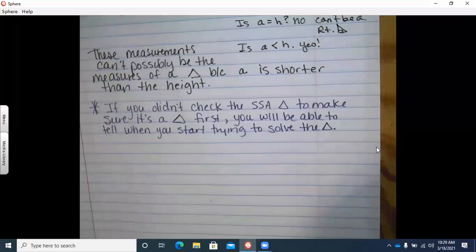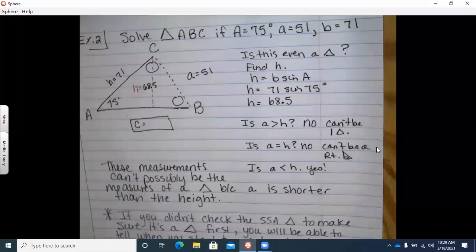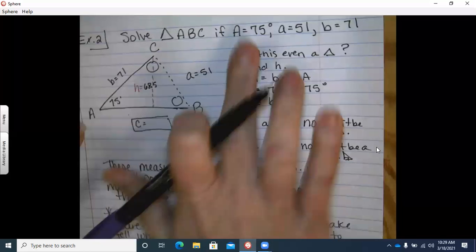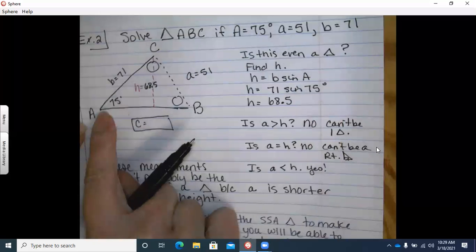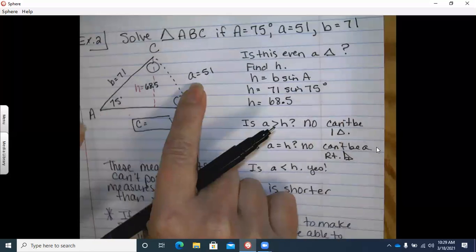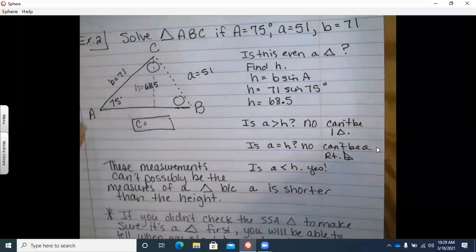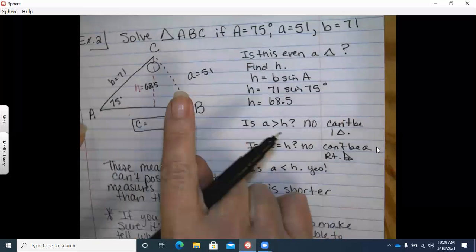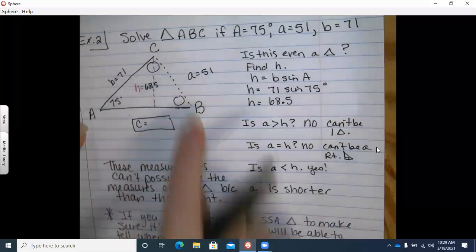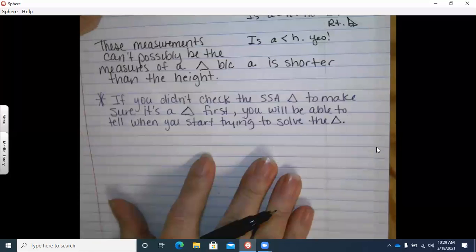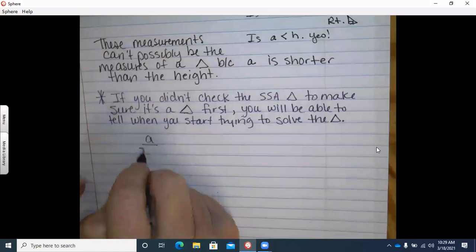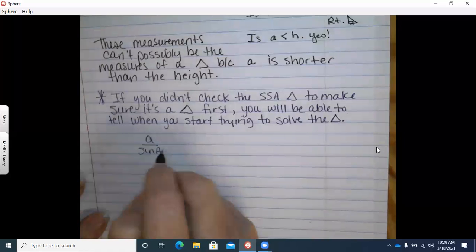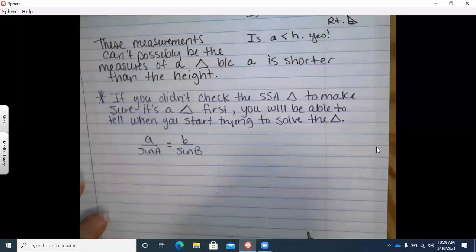We were looking at this triangle here. Say you didn't check, okay? So you're like, okay, I know angle A and the side across from angle A, so I'm going to use A over sine of A, and I'm going to use B over sine of B to find angle B, okay? So I'm using the example from yesterday. So I'm starting with A over sine of A equals B over sine of B. And you'll already have these notes above, so I'm not going to keep moving my paper.